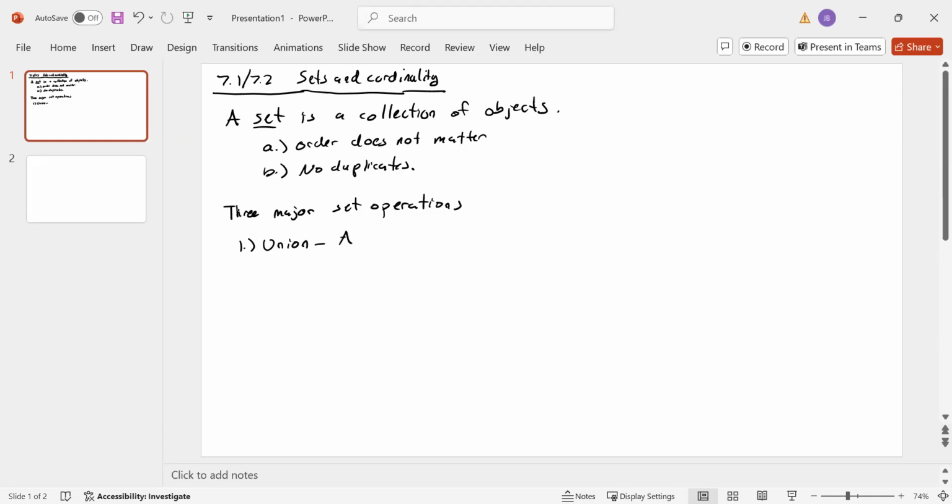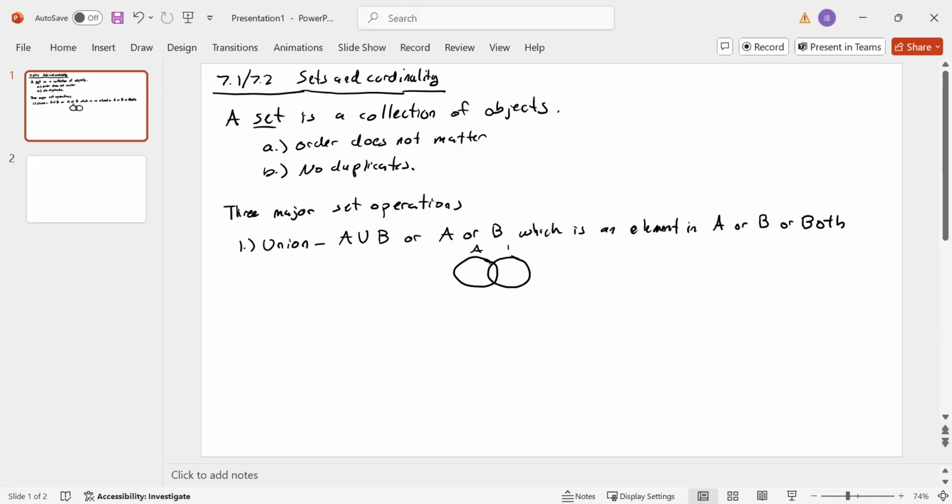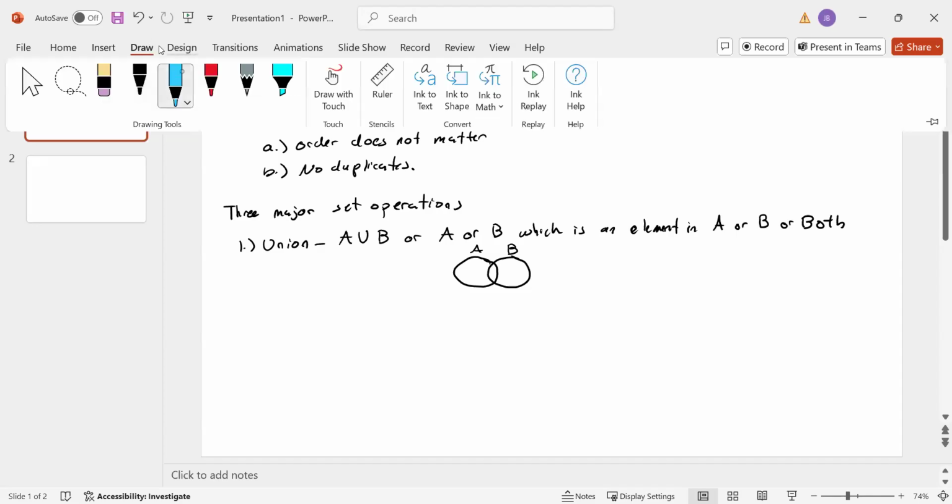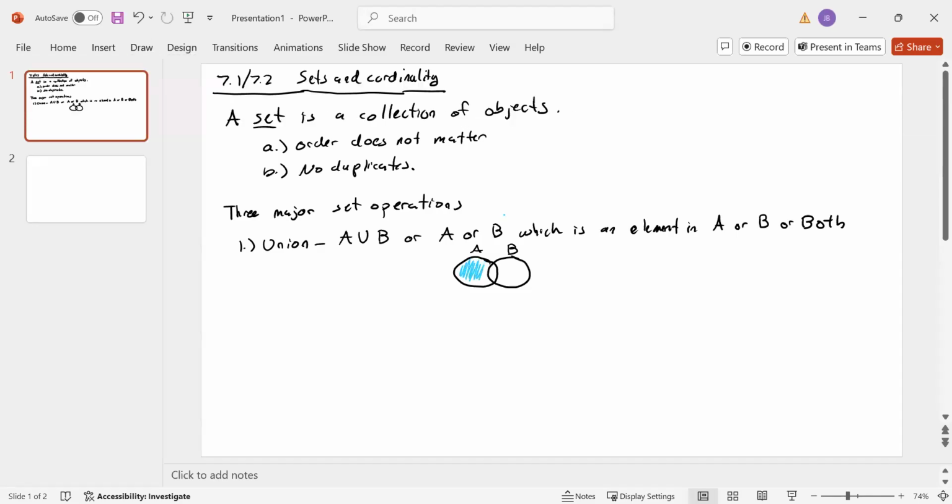So that's going to be A union B, or A or B, right? Which is an element in A or B or both, right? And if we draw that as a Venn diagram, if this is A and this is B, then A union B is just all of that shaded in like that. So that was the first one.